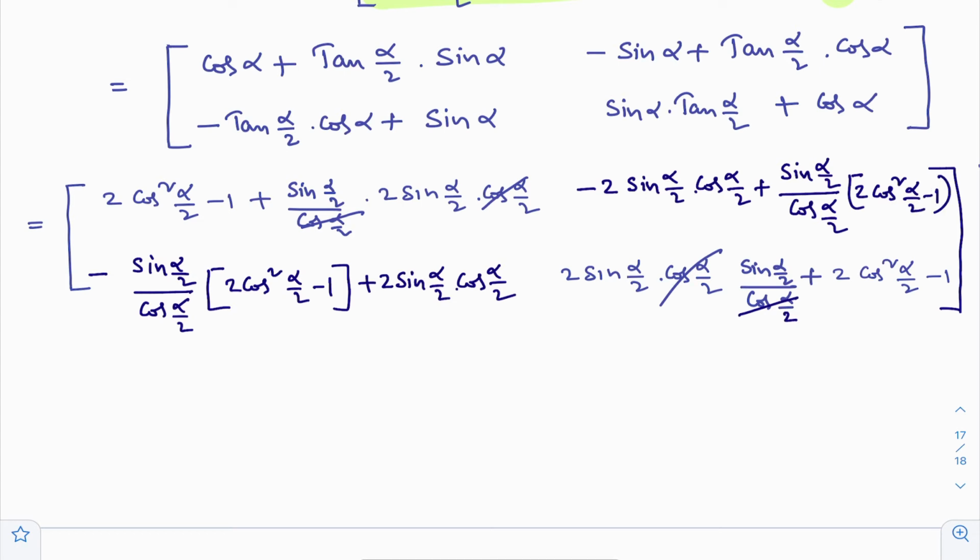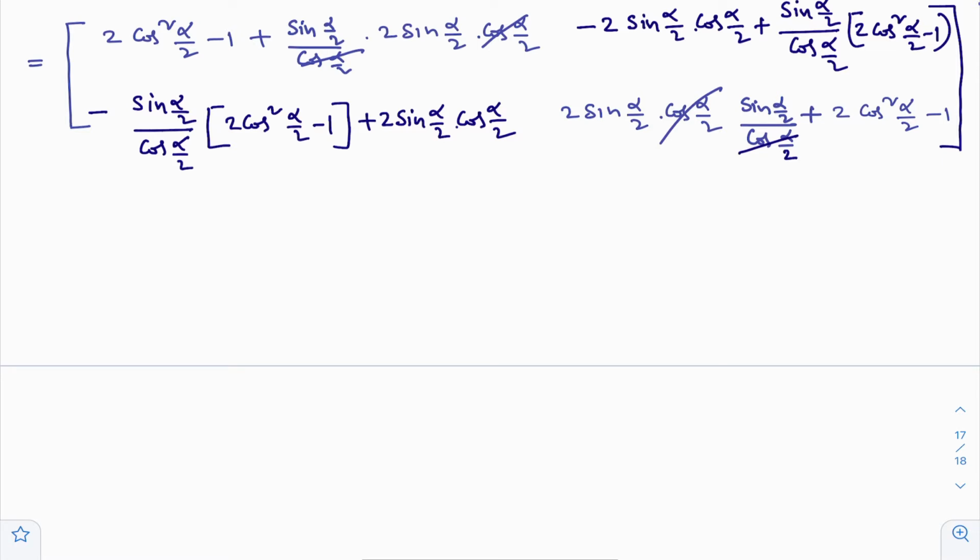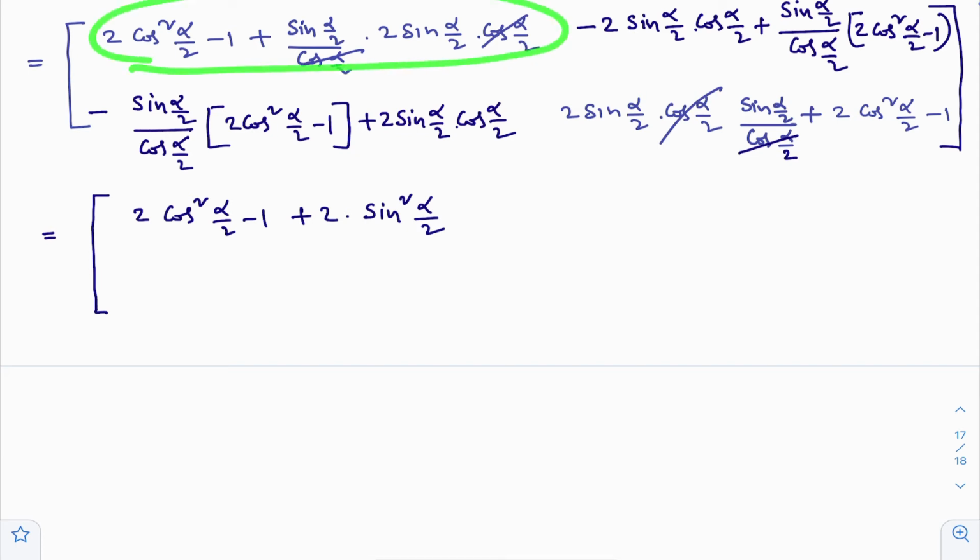Now you start simplifying this further. Let's see what we will get. Now observe this first element. Here we have 2 cos square alpha by 2 minus 1 plus, and you see here cos alpha by 2 will get cancelled now. What is remaining here? 2 into sin alpha by 2 into sin alpha by 2. Sin alpha by 2 into sin alpha by 2 is sin square alpha by 2. So this is simplified. Now if we simplify further, we'll get what is required.